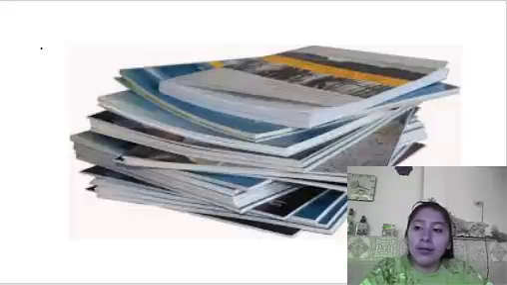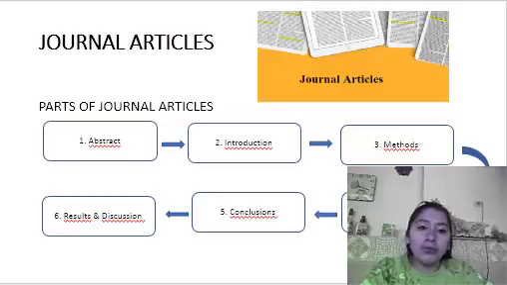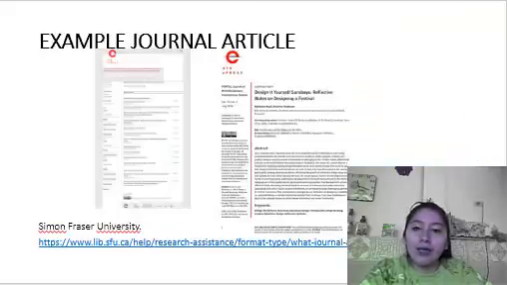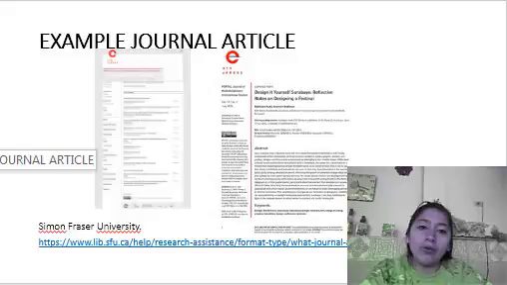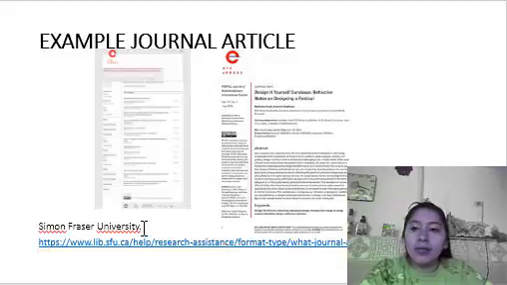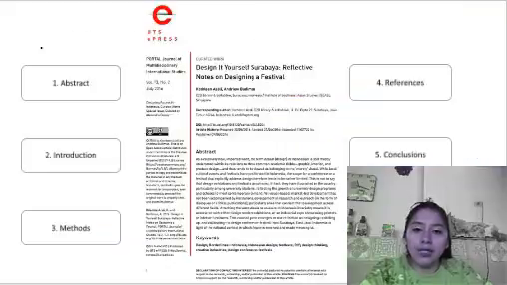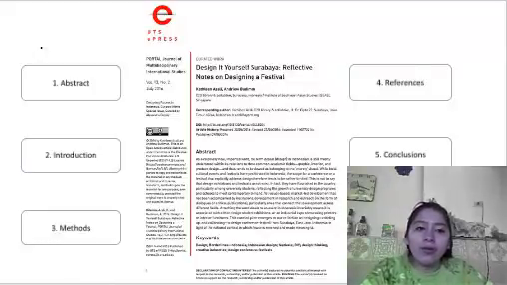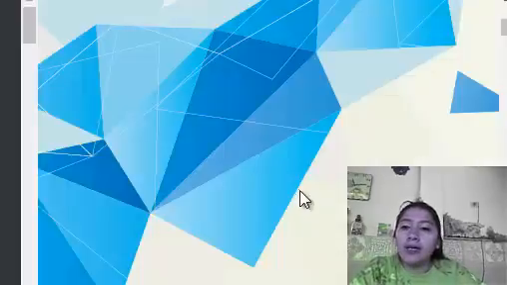Every scientific journal has a minimum or basic structure. Next, I will present the parts of the journal article. I have taken an example from the internet from the Simon Fraser University with this link, and here are the parts of the article. 1. Abstract. 2. Introduction. 3. Methods. 4. References. 5. Conclusions, and 6. Results and discussion.